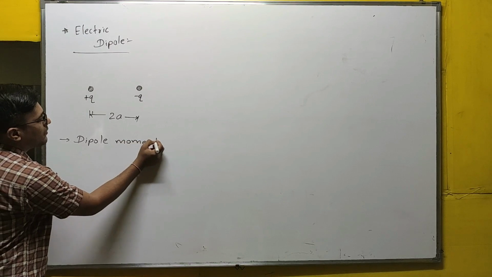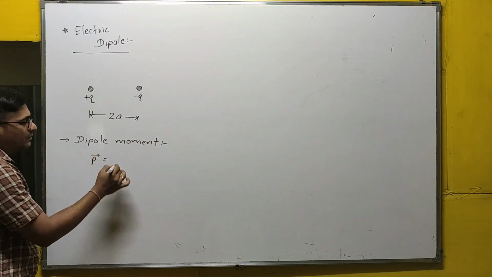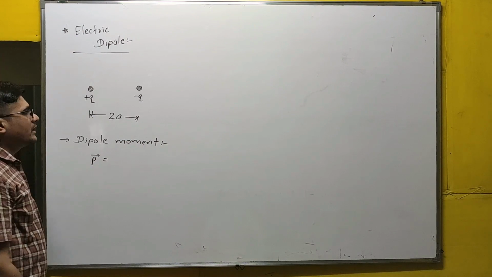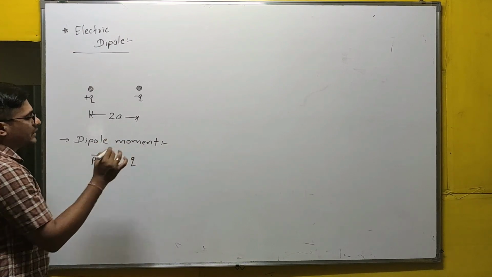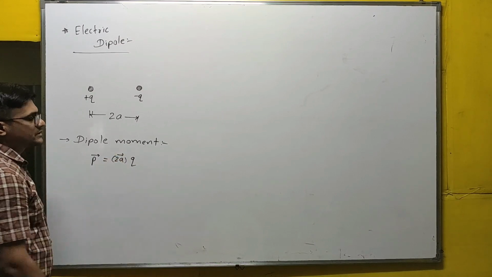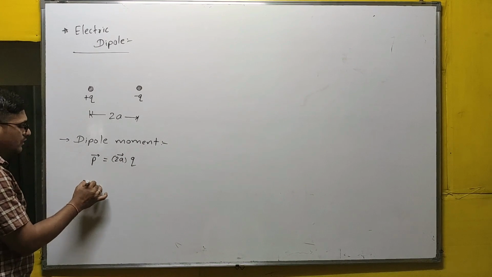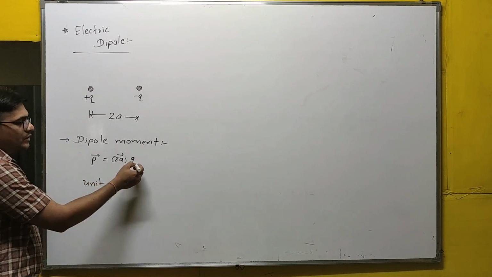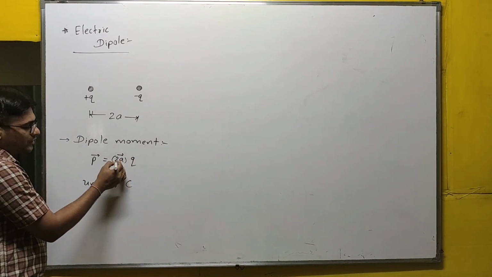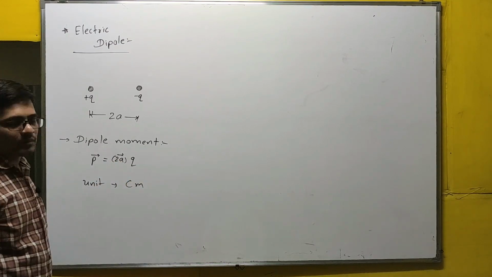So what is the dipole moment? It is denoted by small p. The dipole moment is the product of the magnitude of charge and the distance between the two charges. So this is called a dipole moment. What is the unit of this dipole moment? The unit of charge is coulomb and the unit of distance is meter. So coulomb meter is the unit of this dipole moment.